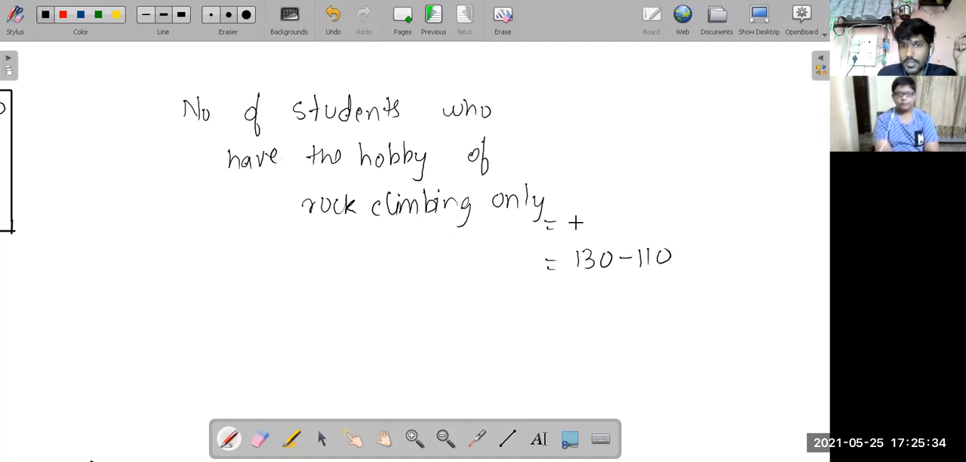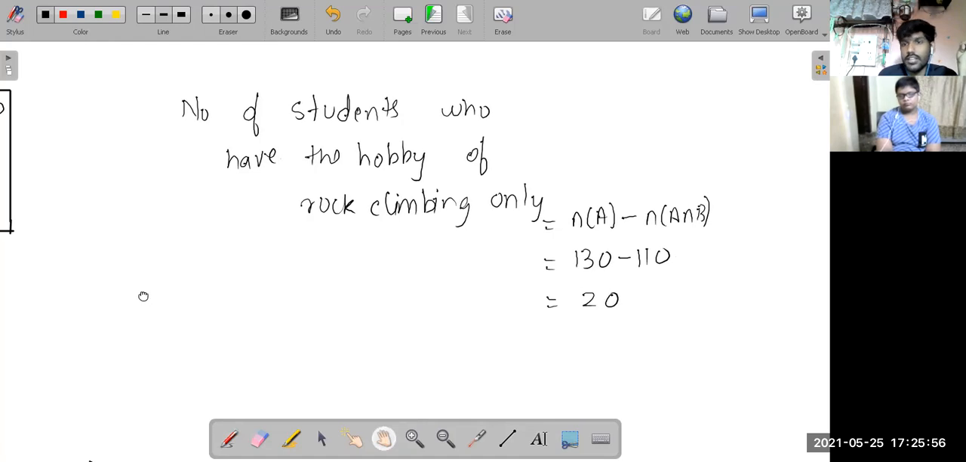What is 130? 130 is the number of elements in A, and 110 is the number of elements in the intersection of A and B. So n of A minus n of A intersection B. 130 minus 110. How much is it? 20. So there are 20 students who have the hobby as rock climbing only.